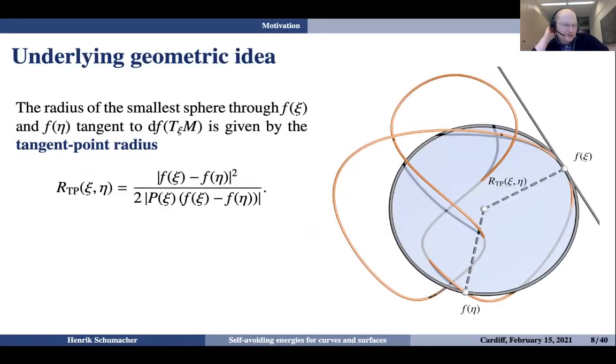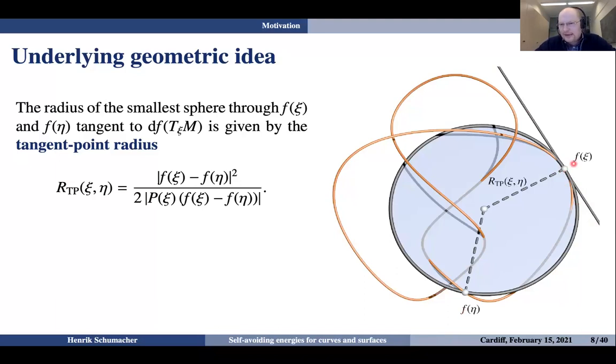And there is a geometric interpretation to that. So here on the right, I drew such an orange curve. And we have 2 points on the curve. This is f of xi, and this is f of eta. And then we have the tangent at the point f of eta. And this tangent and these 2 points define a 2-dimensional plane.